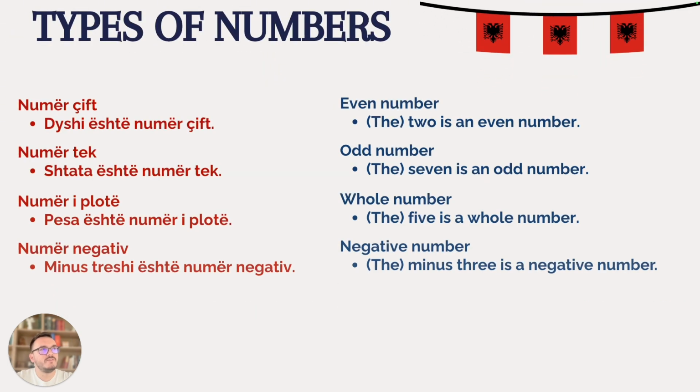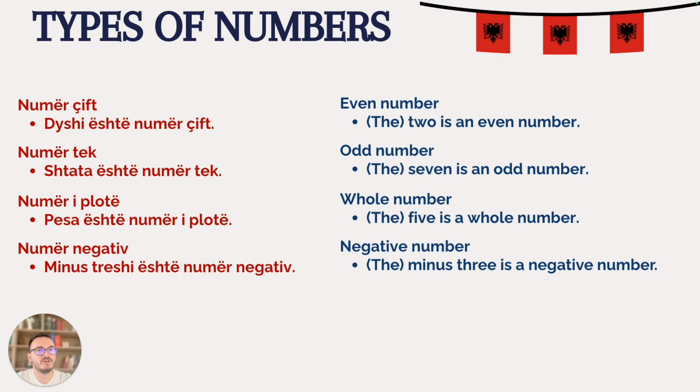Moving on, we have types of numbers. So we have numër qift, an even number. Qift literally means couple. So dyshi është numër qift. The 2 is an even number.